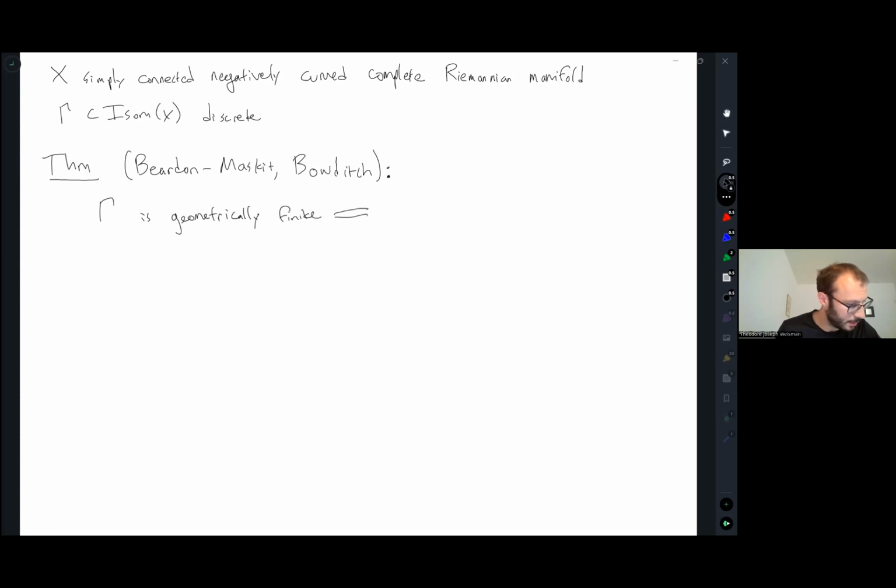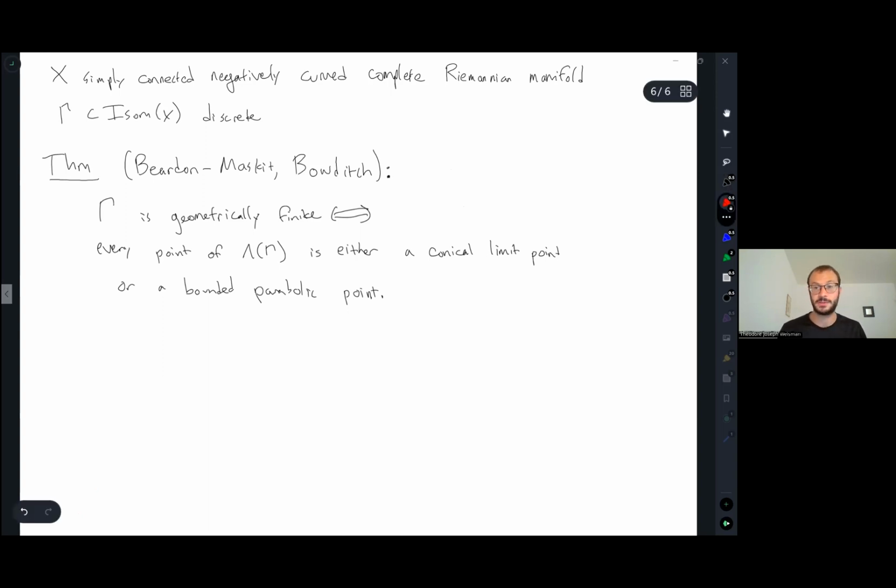So a group gamma, this discrete subgroup of the isometry group, is geometrically finite if and only if every point of the limit set of gamma is either a conical limit point or a bounded parabolic point. Where once again, these are exactly the definitions that I gave on the previous slide.